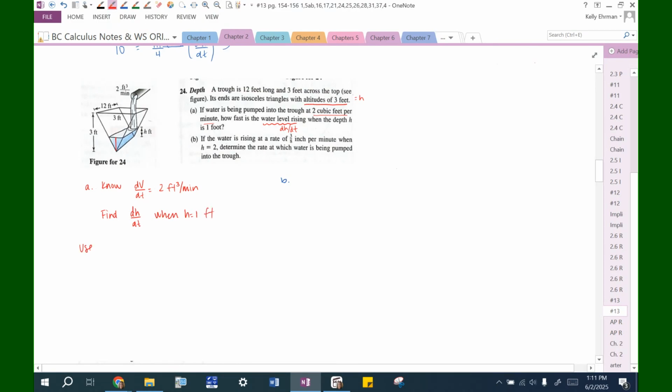And what am I going to use? Any prism has a volume of the area of its base. So the area of its base is technically the isosceles triangle, the two parallel faces, I should say. So it's the area of an isosceles triangle times the length of that prism, which is fixed at 12 feet. So what about the area of an isosceles triangle?